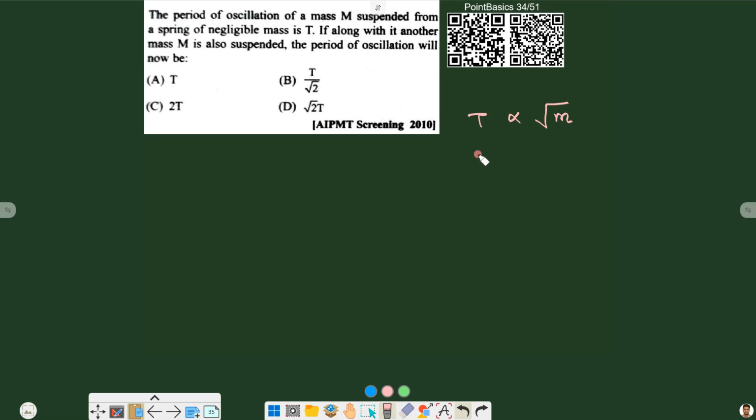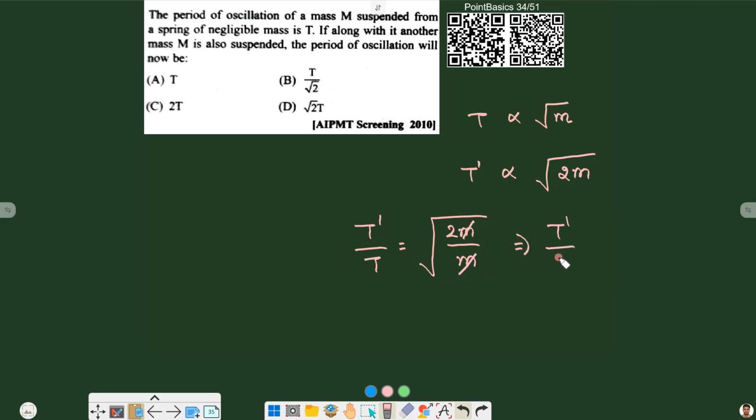So now if another mass m is also suspended, T dash, suppose, is the new time period. Now the total mass is 2m, and we have to find the ratio. So T dash by T is equal to root of 2m by m, and the m gets cancelled. T dash by T is equal to root 2, and T dash, the new time period, is equal to root 2 times T. So option D. Next question.